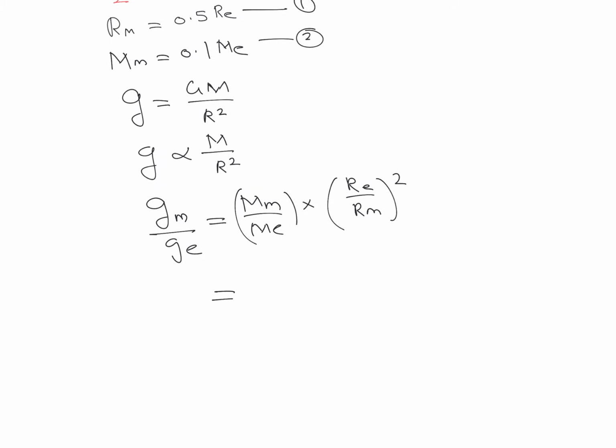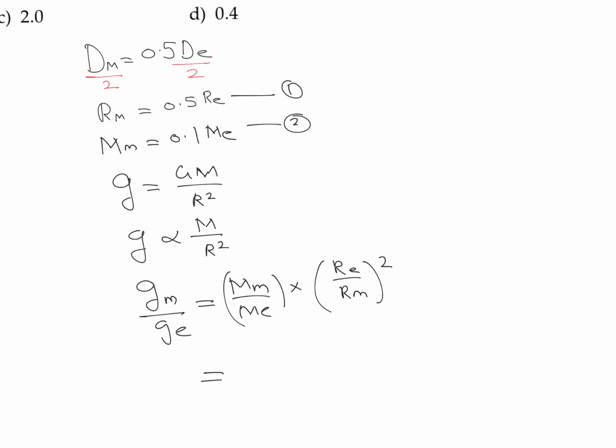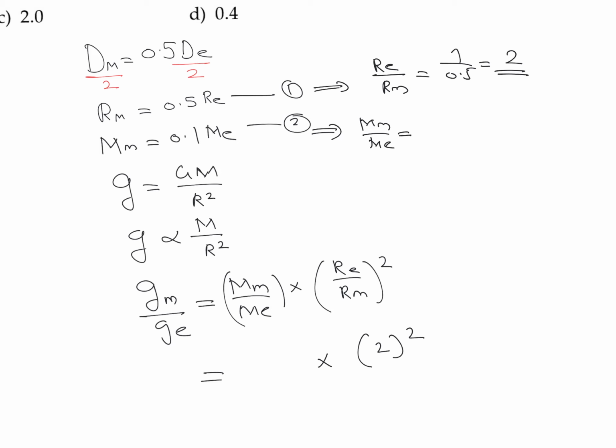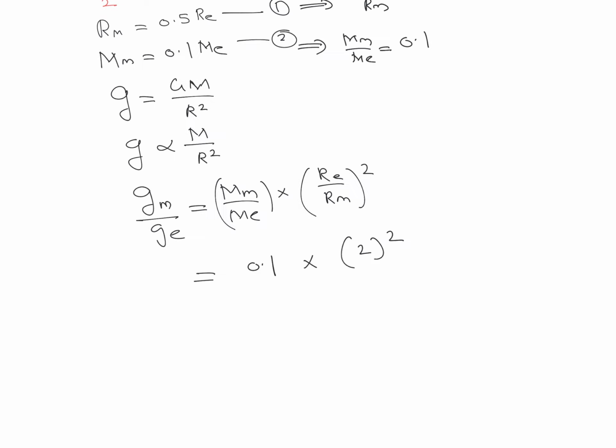Now we can substitute these values. From the first relation we can write the radius of Earth divided by radius of Mars is equal to 1 divided by 0.5. 1 by 0.5 is nothing but 2. So radius of Earth by radius of Mars is 2. So it is 2 square into, from the second relation, mass of Mars divided by mass of Earth is equal to 0.1. So we write this as into 0.1.